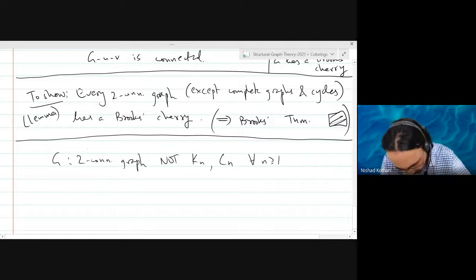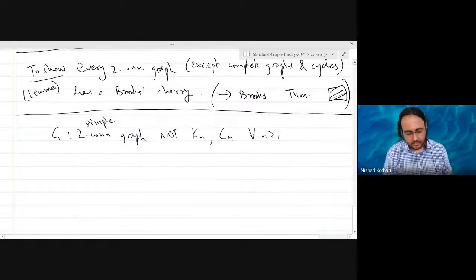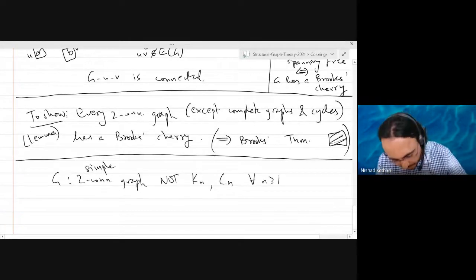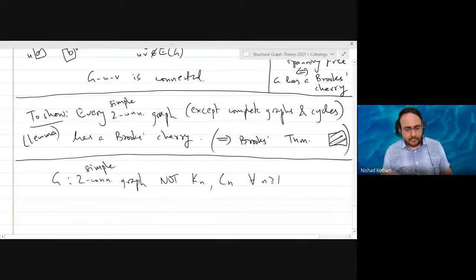You can also assume that the graph is simple, right? Let me actually put simple here itself, because we don't need to prove it for multigraphs. If we can color the simple graph, then the multigraph is also colored.